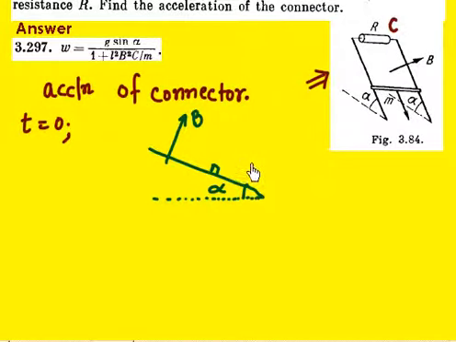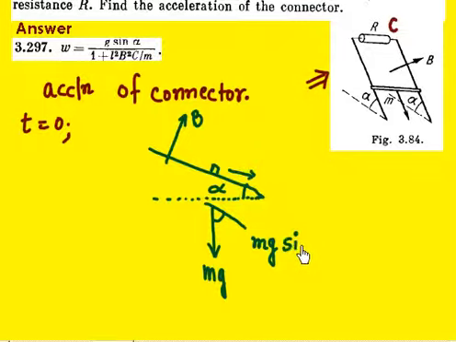Now this connector has a mass m, so there will be a force on this side, mg. This angle is alpha, so I can calculate the force component in this direction. Mg will act in the downward direction. Now this angle is 90 minus alpha, so this side I will have mg cos alpha. No, 90 minus alpha is sine alpha. So there is a force acting in this direction, mg sine alpha. This force will try to pull the rod downside.